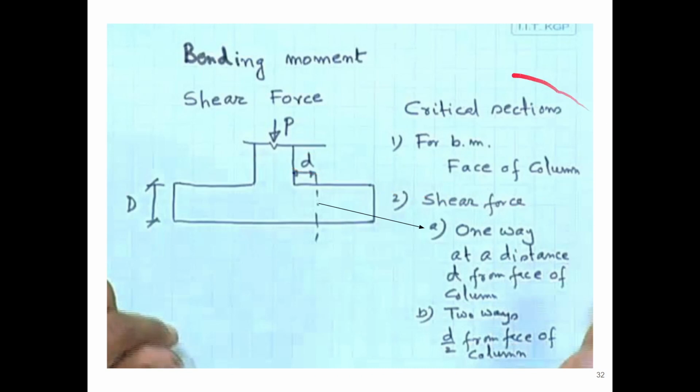So basically, as we just discussed, there are three critical sections: one for bending moment and two for shear force. For the bending moment, the critical section is directly at the face of the column. For one-way shear, it is at a distance d, the effective depth of the footing, from the column face. And for the two-way shear case, it is at a distance of half of d, that is half of the effective depth of the footing from the face of the column. Those are the points we have to keep in mind.